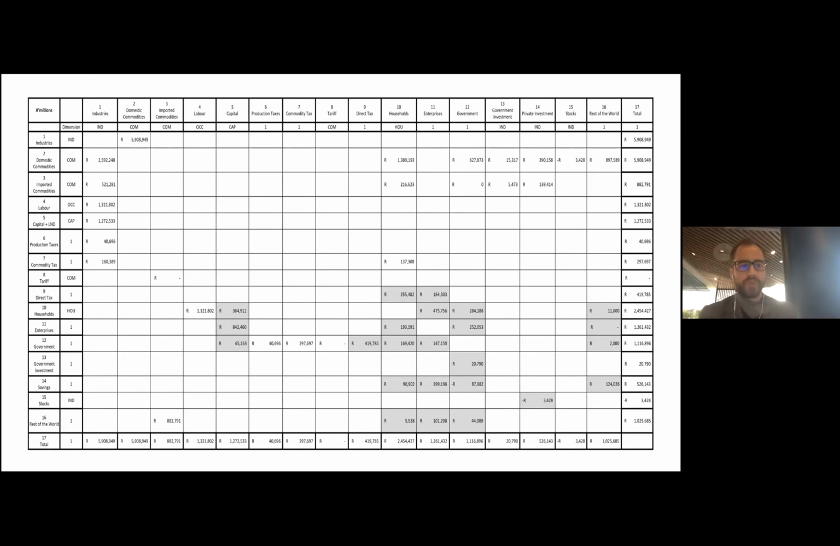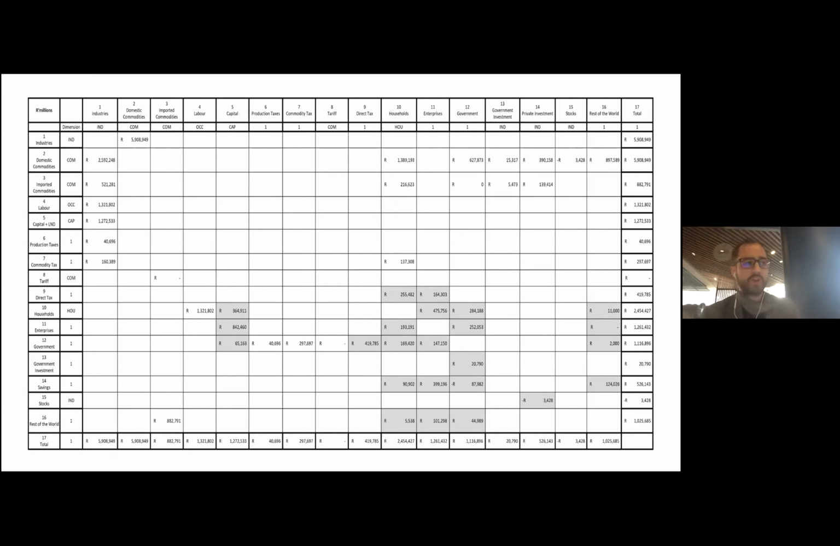The interesting thing here, I'm going to move my mouse and hopefully you can follow me. Basically, we see here all the income levels households have, all the income households derive. And then if you follow the columns, everything households pay. So households buy domestic commodities, households buy imported commodities, households pay taxes, and not just commodity taxes, other taxes as well. We just call it commodity taxes here. Here's the direct taxes, personal income taxes. They transfer money to enterprises, very important.